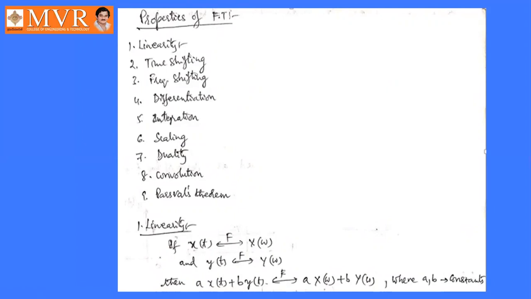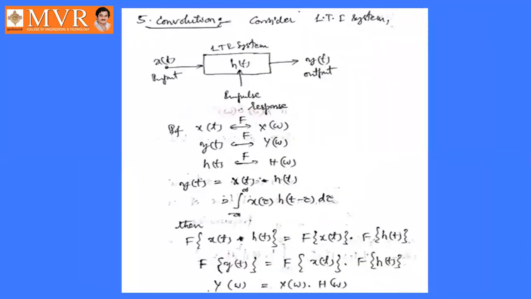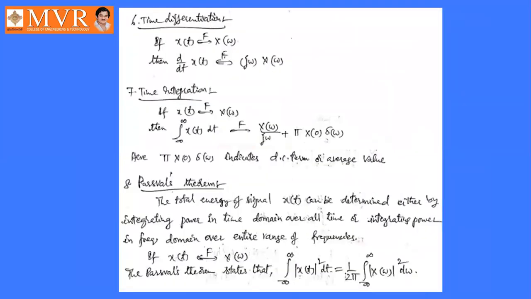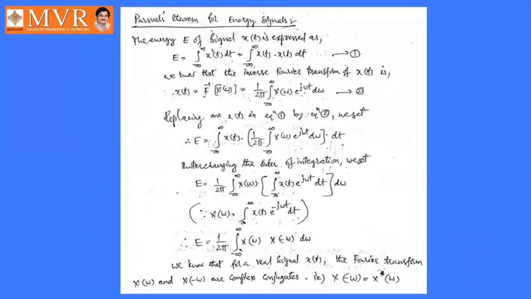So we derived the expressions for all these properties. After that, we derived Parseval's theorem for energy signals also, that is E equal to 1 by 2 pi integral minus infinity to infinity X of omega into X of minus omega d omega.